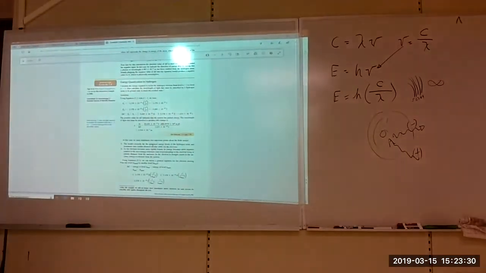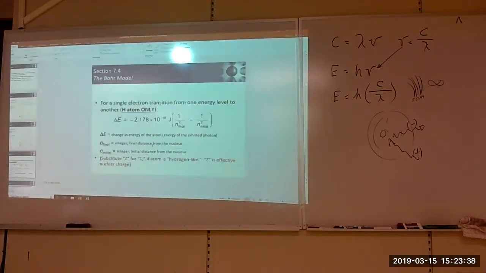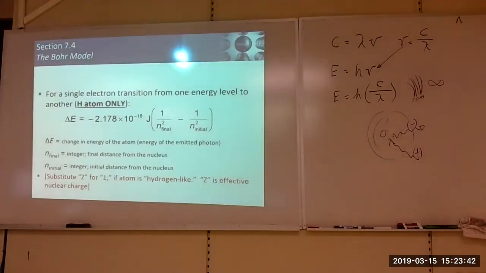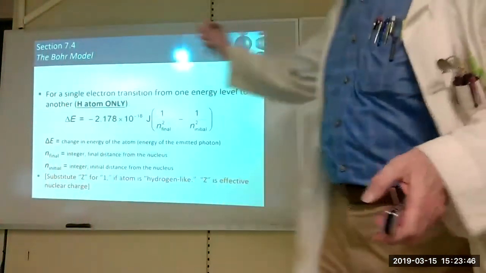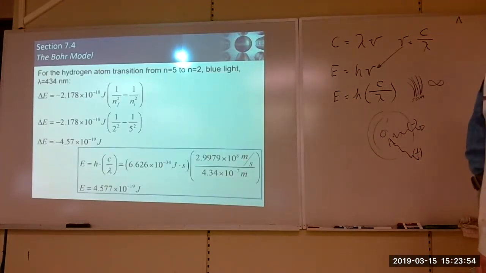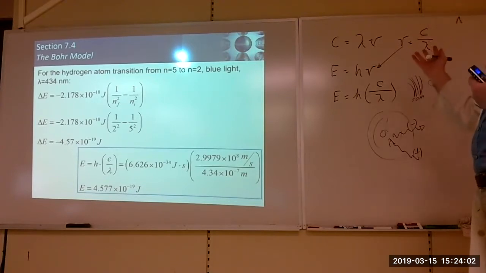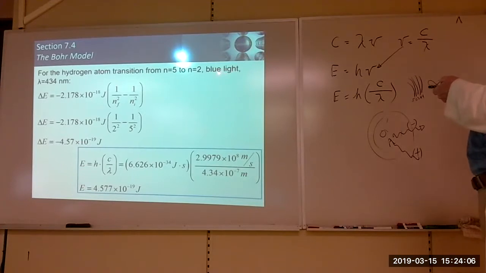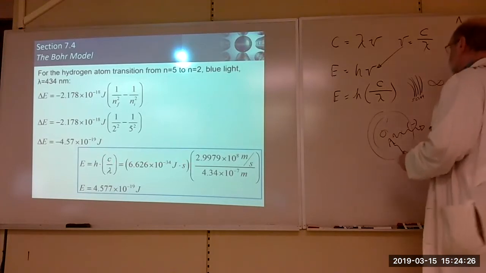All right, let me go back to our slideshow. Yeah, I need a better explanation for that rather than just throwing it up on the board. So here's an example. If your transition is from N equals 5 to N equals 2, so it's coming from a higher to a lower, that means it's going to give off light. And the wavelength is 434 nanometers. Then you can calculate the energy of that wavelength. We're doing two calculations here, just to see if they agree with one another.